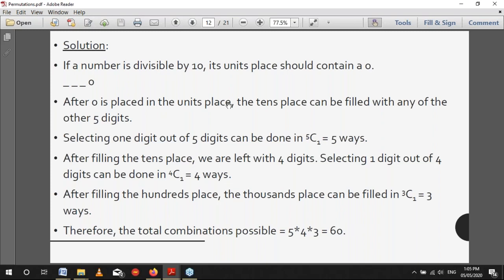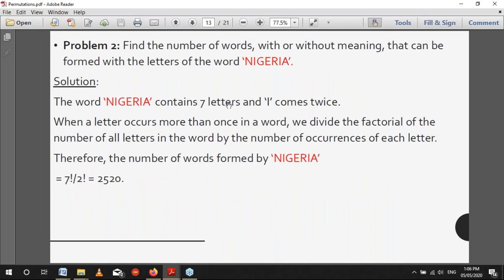Okay, now let's look at this. Find the number of words, with or without meaning, that can be formed with the letters of the word Nigeria. Now, if you recall how we solved the chair question, you can use that idea also to solve this one.